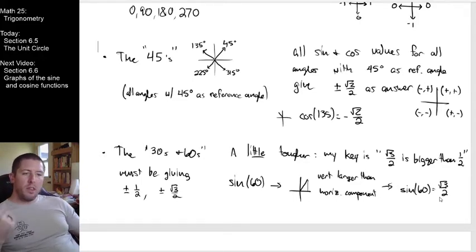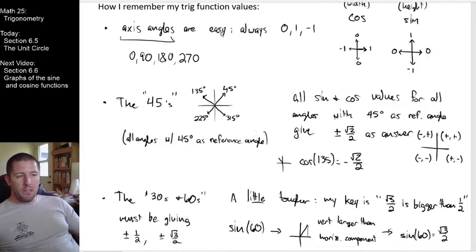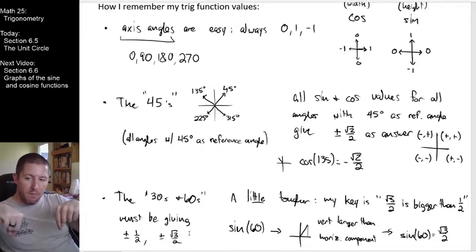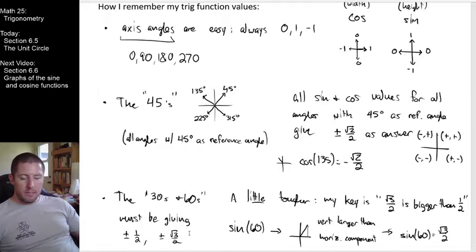So these are sort of the three broad groups of angles that we have to know about. The axis angles, the 45s, and the 30s and 60s. The only outputs that we're ever going to get are 0, 1, root 2 over 2, 1/2, and root 3 over 2. And you'll have to decide, are they positive or negative, depending on up versus down, left versus right.